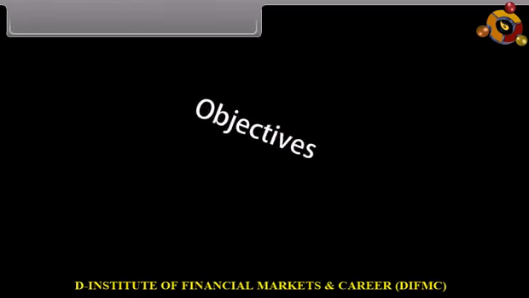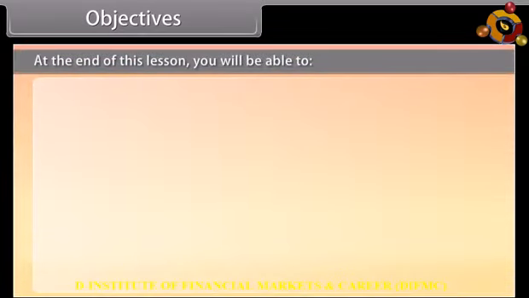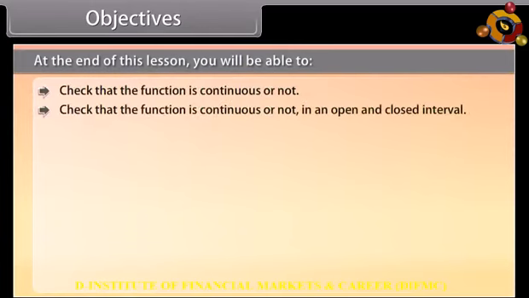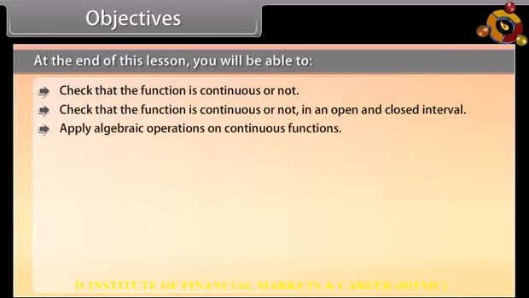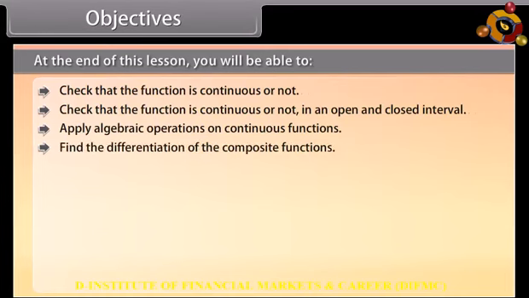Objectives. At the end of this lesson, you will be able to check that the function is continuous or not. Check that the function is continuous or not in an open and closed interval. Apply algebraic operations on continuous functions. Find the differentiation of the composite functions. Find the differentiation of the implicit functions.